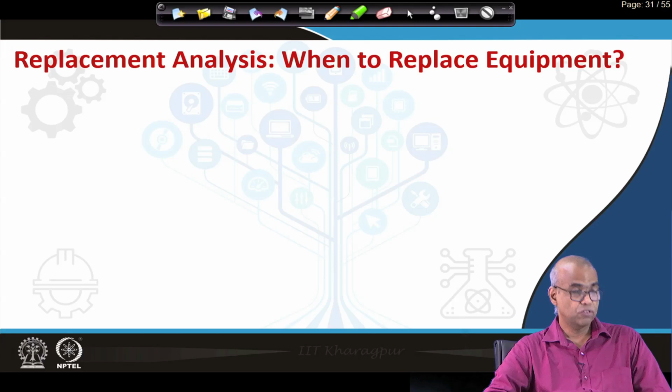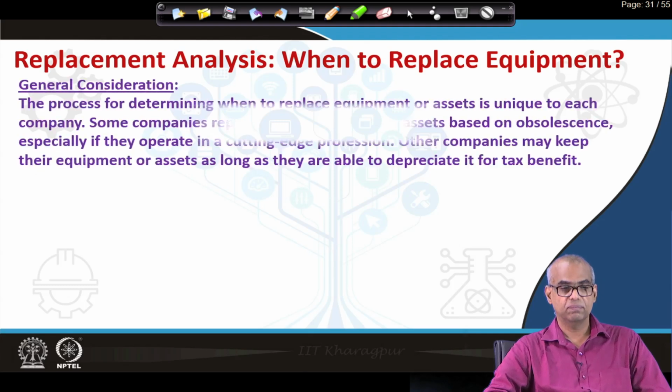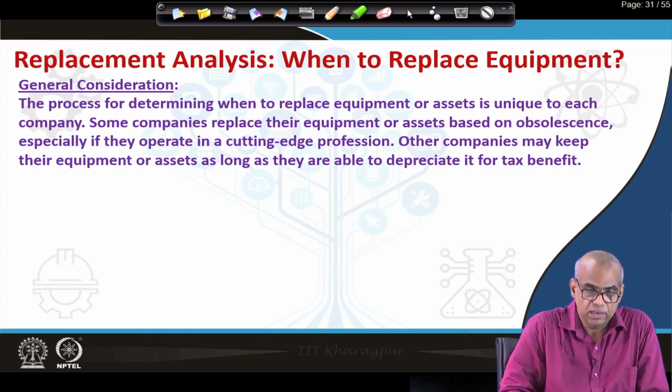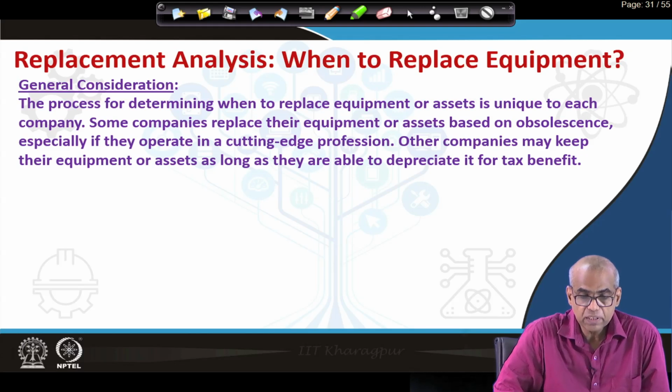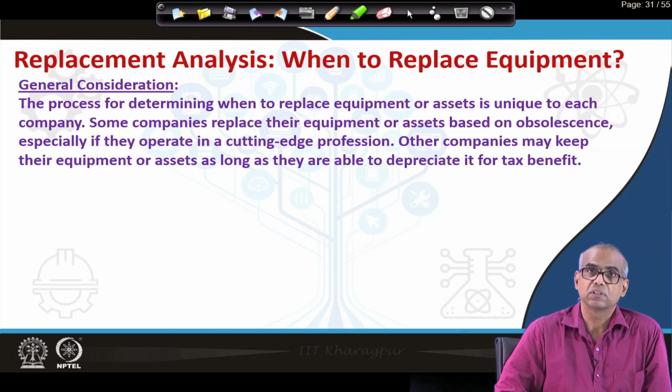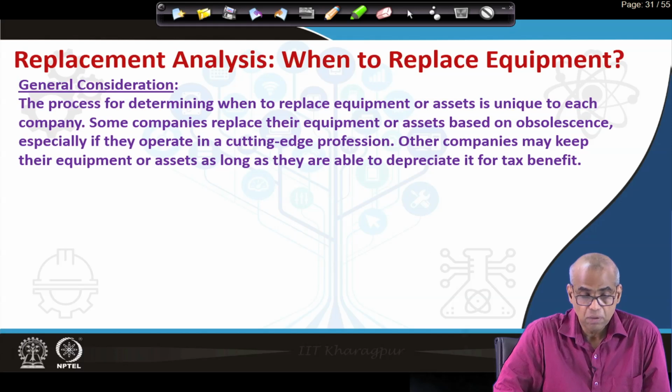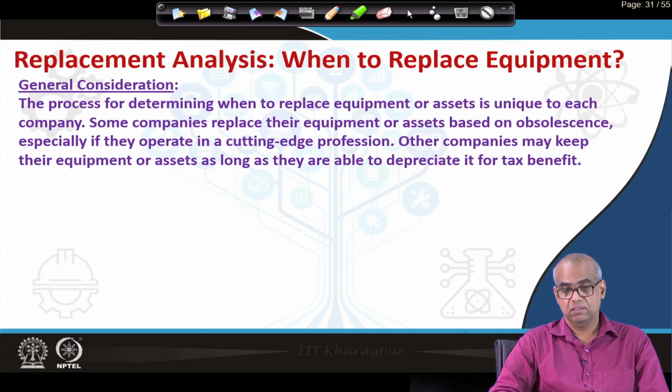Now, let us try to understand when to replace a piece of equipment. First, general considerations. The process for determining when to replace equipment or assets is unique to each company. Some companies replace their equipment or assets based on obsolescence, especially if they operate in a cutting edge profession. So, they will always like to use newer and newer technology and so newer and newer equipment. Other companies may keep their equipment or assets as long as they are able to depreciate for tax benefit.